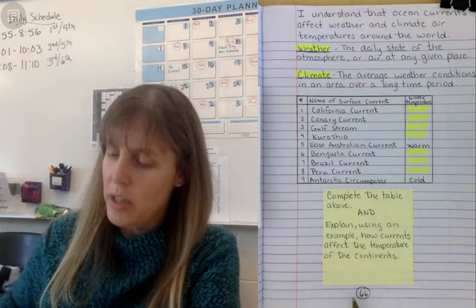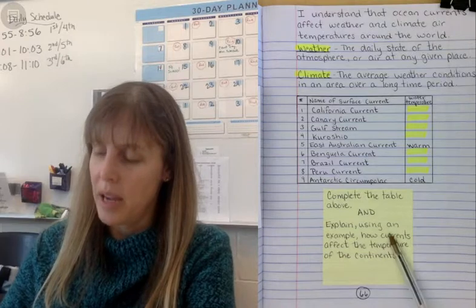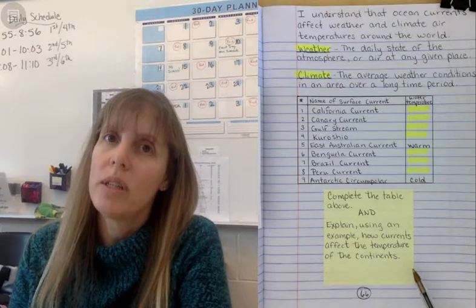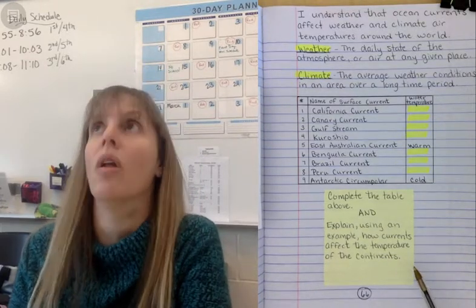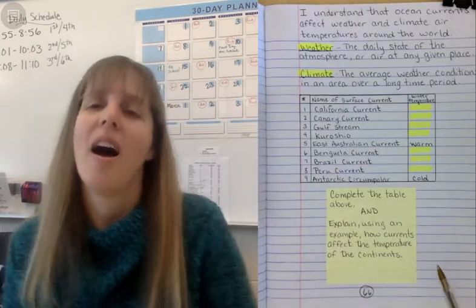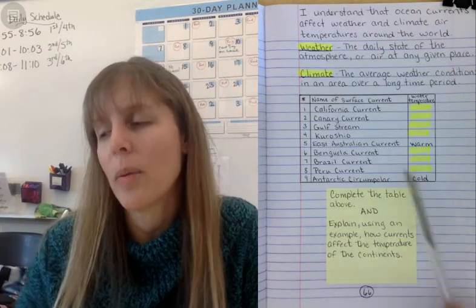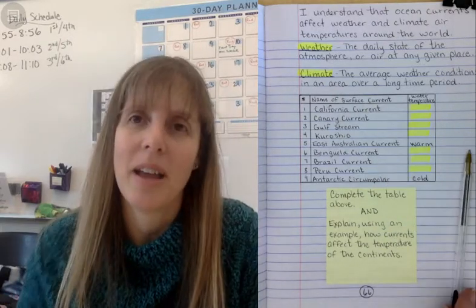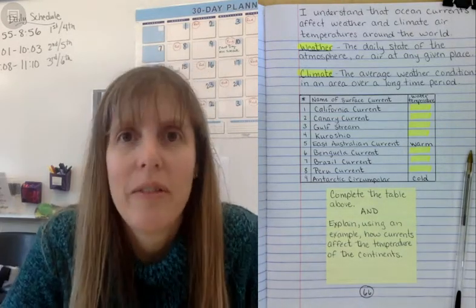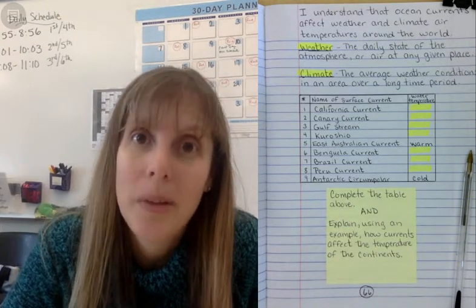So on notebook page 66, you're going to complete this table with just warm or cold, and you're going to explain, use an example, how currents affect the temperature of the continents. If you get stuck with that piece, you can find a really long explanation in our Learning Target document. Just pick a place that you feel like a current affects the weather and look at where the current is and the diagrams and explain how that current affects the weather there. If it's a warm current, is there a warm climate? If it's a cold current, is it a cold climate?